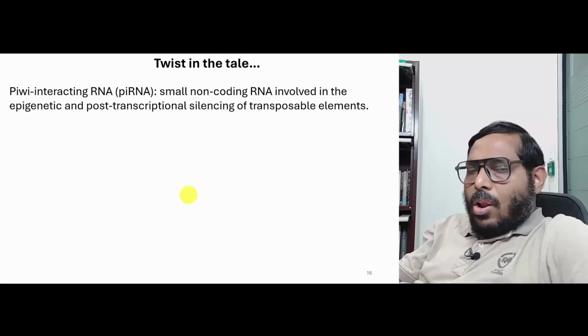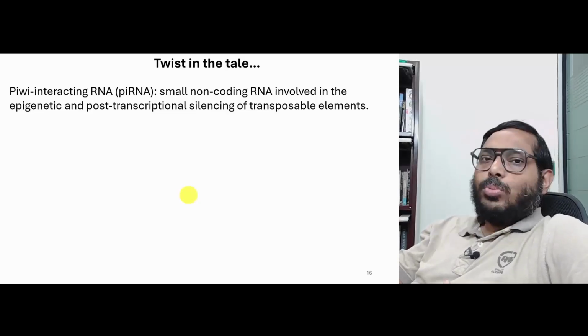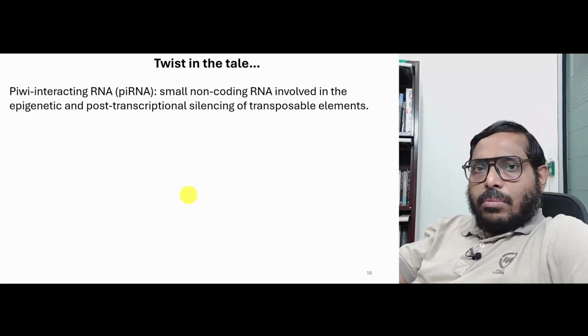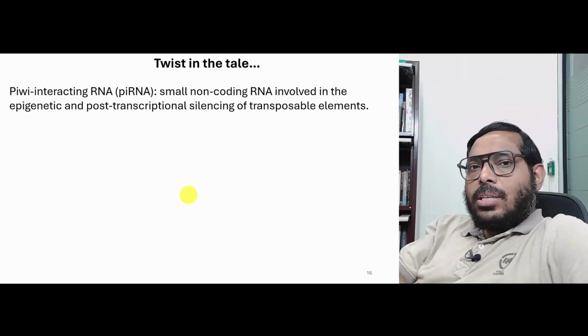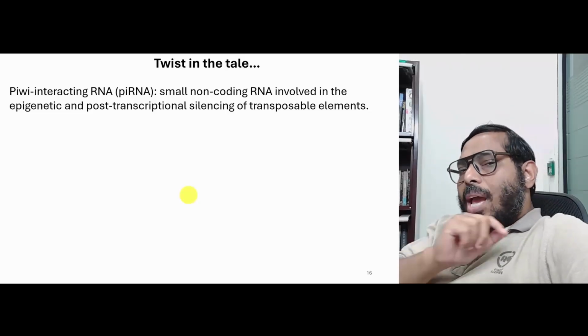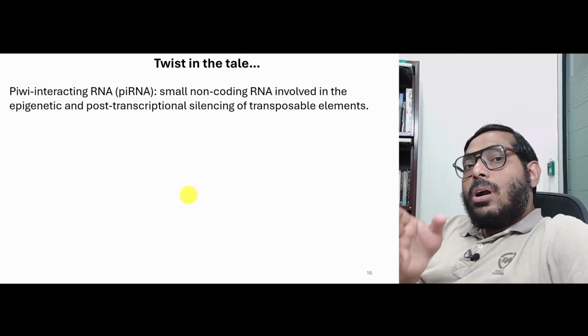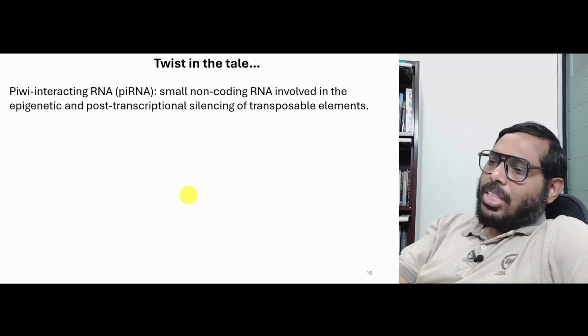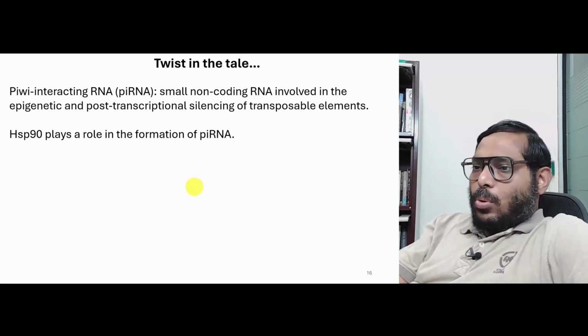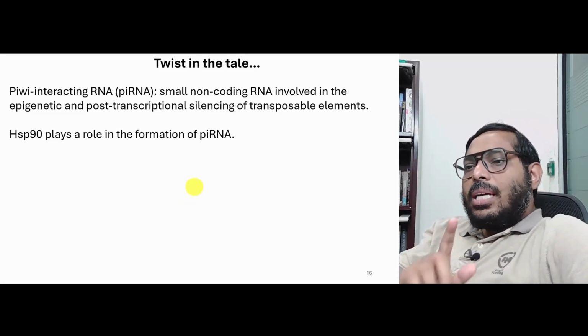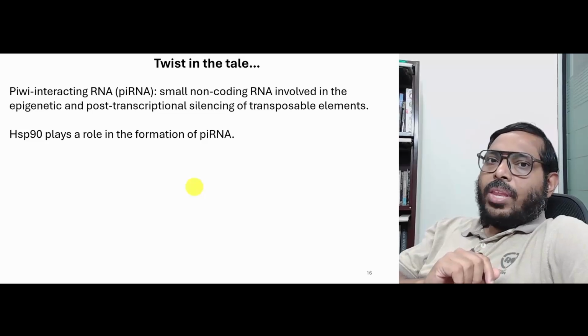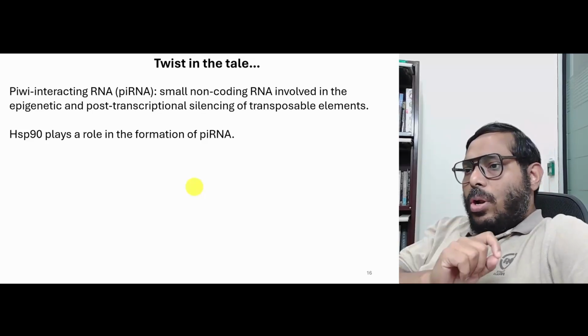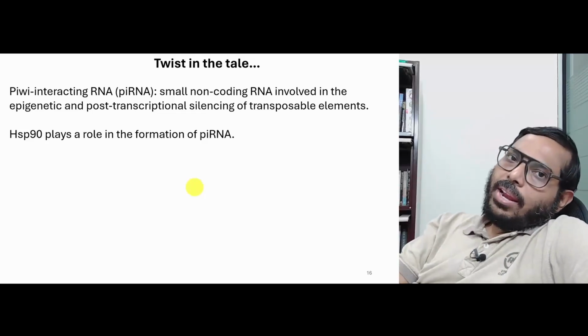But along with retrotransposons, you also have lots of transposons, right, which will just take segments of the gene and randomly insert them somewhere else. So, piRNAs tend to control the action of these transposons. Now, it turns out that HSP90 plays a very important role in the formation of piRNA.